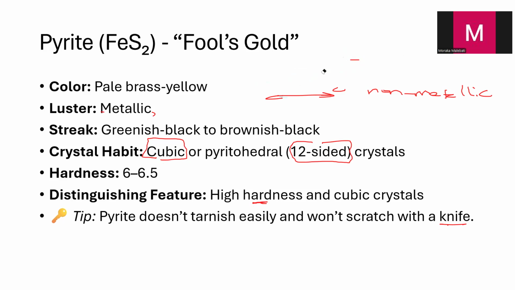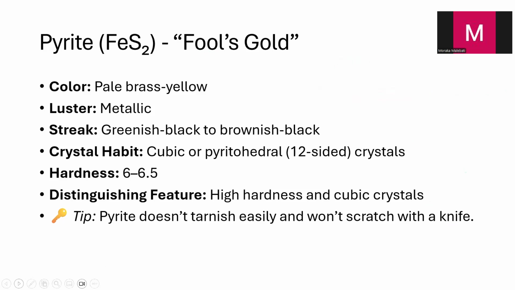And the streak is greenish black to brownish black. So usually it's dark. But the streak of pyrite, yes, is dark, but compared to the streak of pyrrhotite, it is still a bit lighter. So pyrrhotite will have a very dark streak as compared to the pyrite.